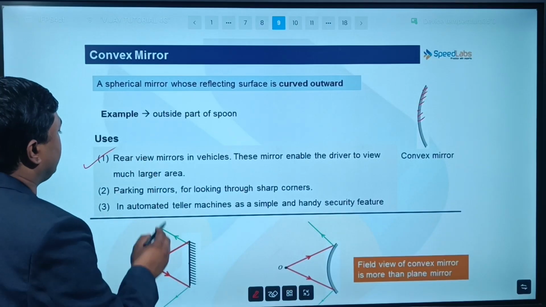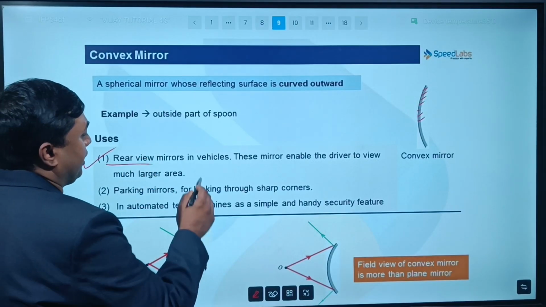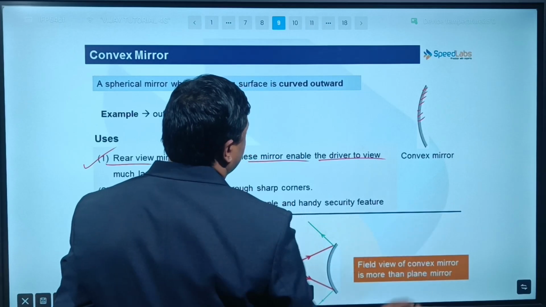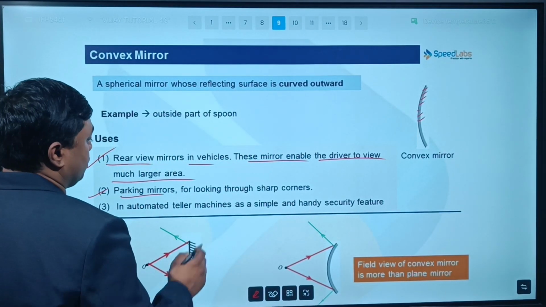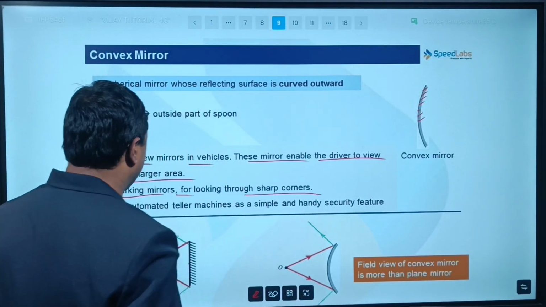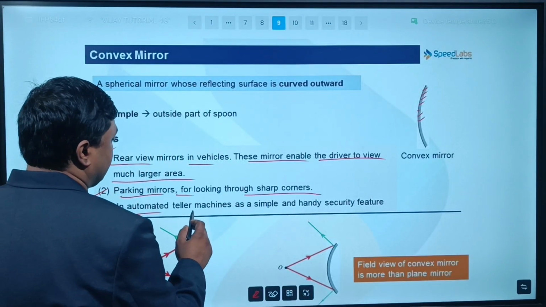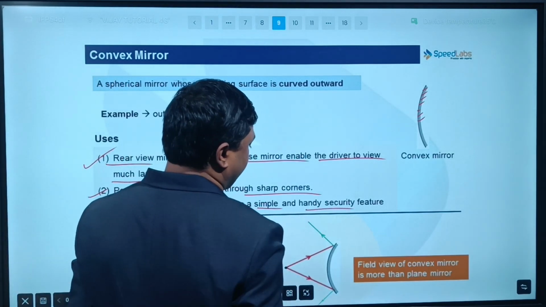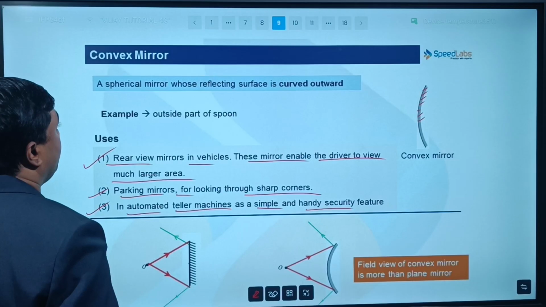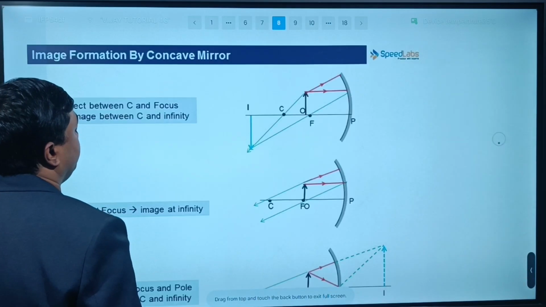Where are we using the convex mirror? It is used as rear view mirrors in vehicles. These mirrors enable the drivers to view a much larger area. Parking mirrors also, for looking through sharp corners, and in automated teller machines as a simple and handy security feature. So these are the uses of convex mirrors.